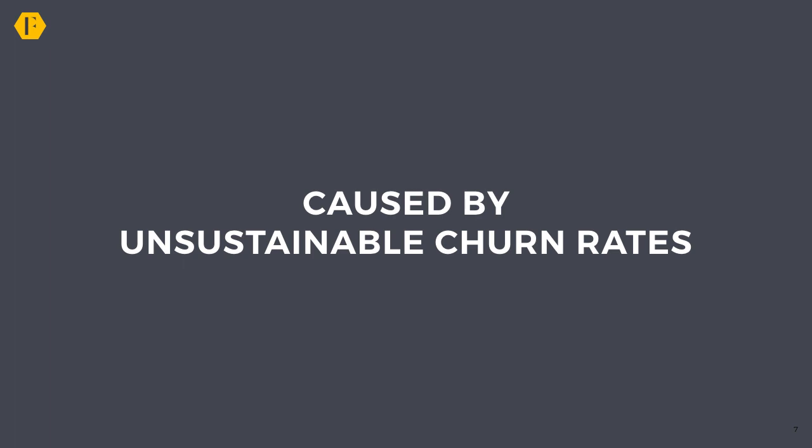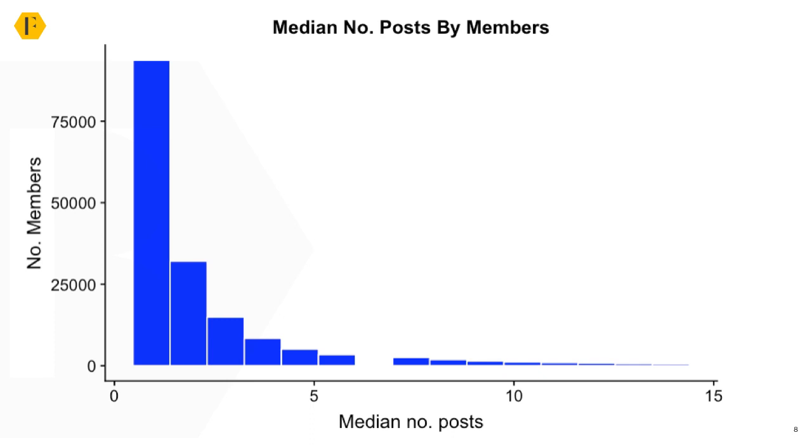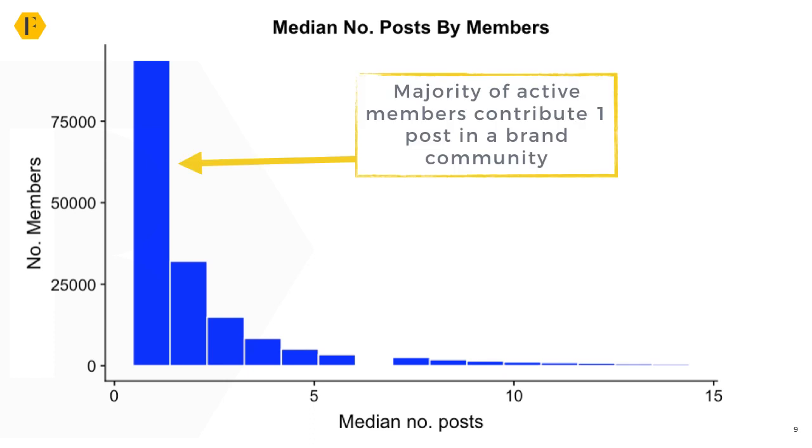One of the first things we looked at was what is the median number of contributions in a community for all of the members in these communities we were looking at. And the numbers are shocking. If we put this in a histogram, as you can see here, what you should notice is that the majority of active members in a community, members that have made a contribution, only make one contribution in that community.